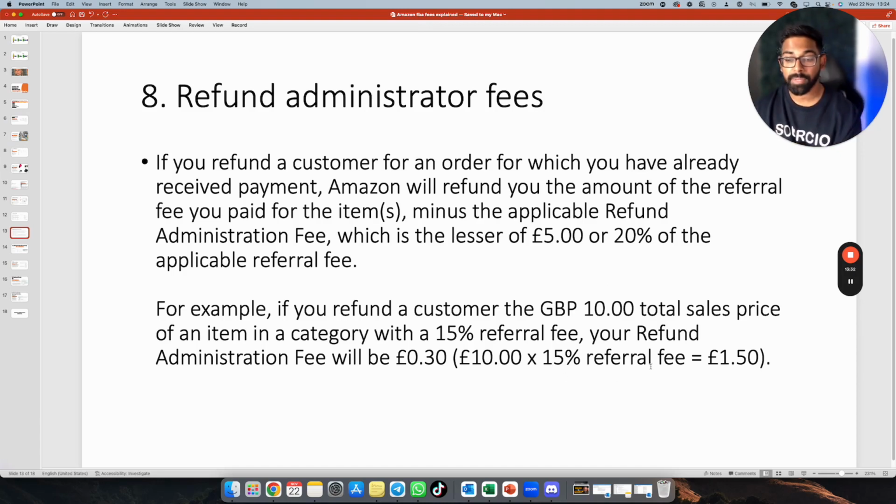If your referral fee is £1.50, then you're getting charged 20% on top of this, an administration fee, which will give you 30p. I hope that makes sense. I'm trying to explain it in as much detail as possible so you know what exactly these fees are.